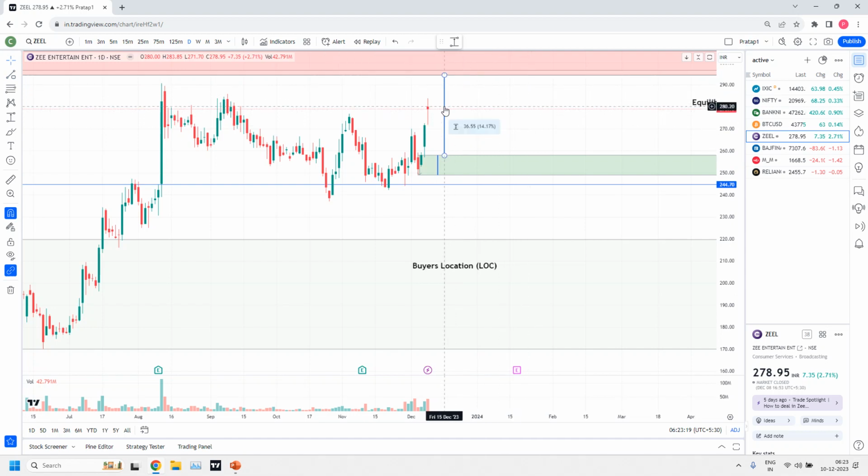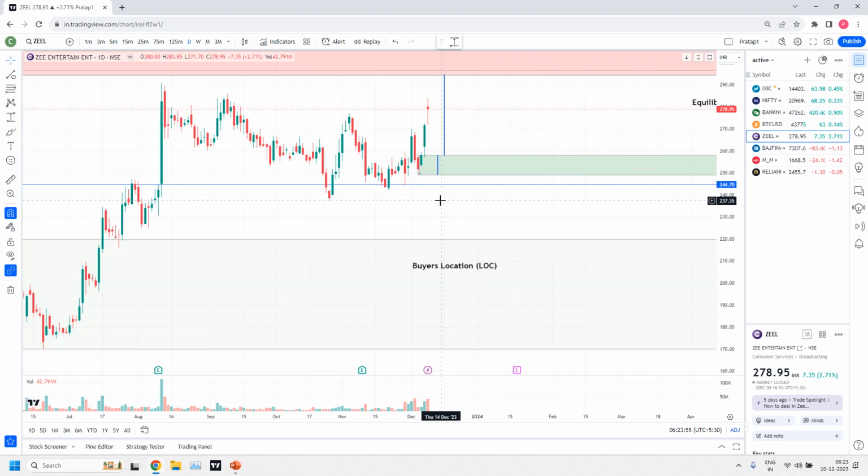Okay, this is the reward. So how much? 36.55, 36 rupees 55 paisa is our reward, which is 14.17% from your entry. From entry, you are going to get 14.1% reward. In case the trend is against you, from this entry till this stop loss line, you are going to get 8 rupees 85 paisa loss, which is 3.42%.